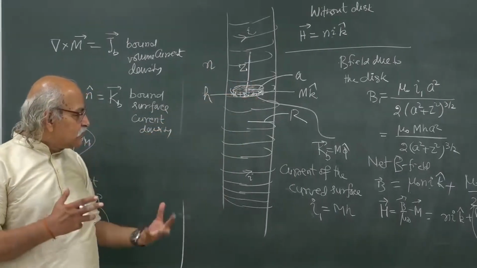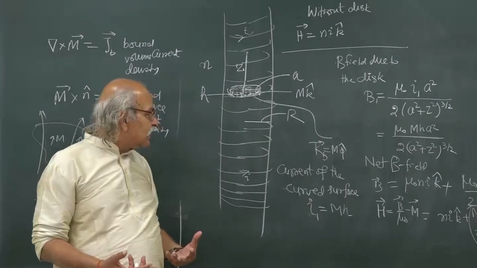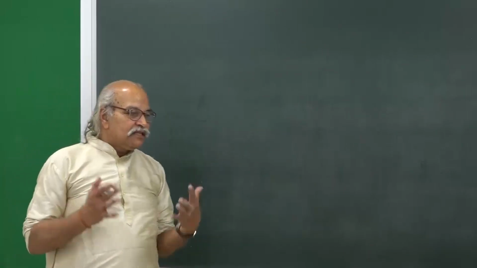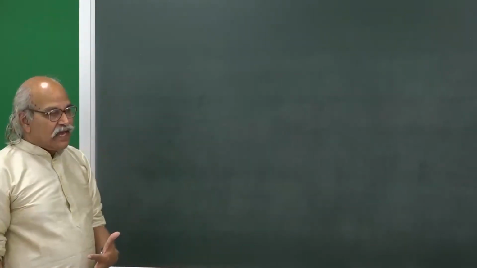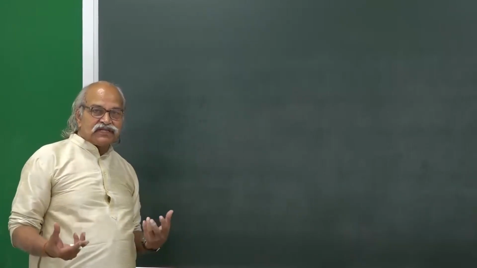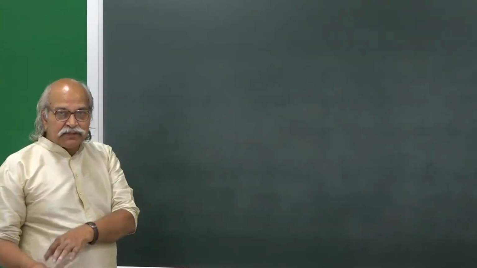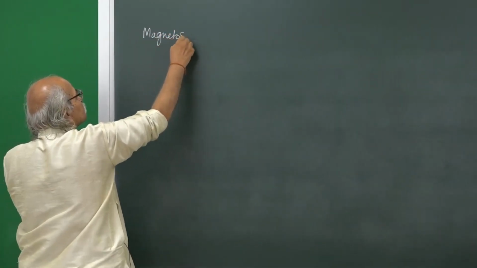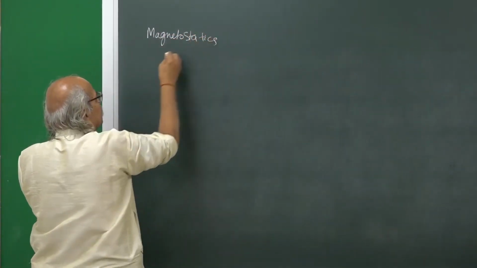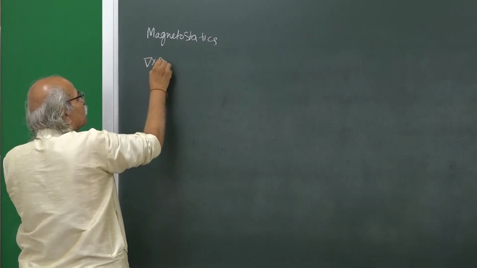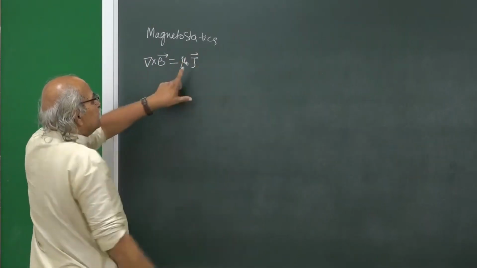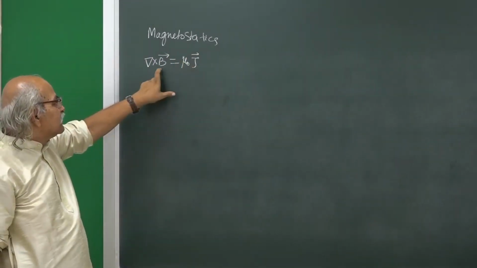So, what is the relation between this H field and the bound currents? Those things we will explore today. The magnetic field is produced by the current, and the equation which governs what kind of current will produce what kind of magnetic field for magnetostatics is curl of B equal to mu naught J. This is the current density and the resulting magnetic field is here.